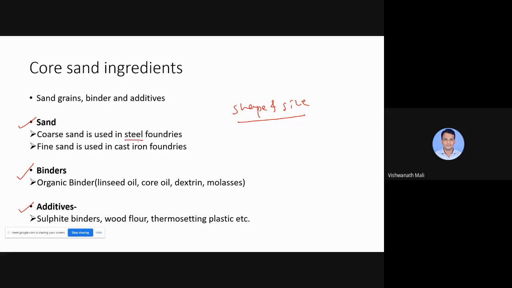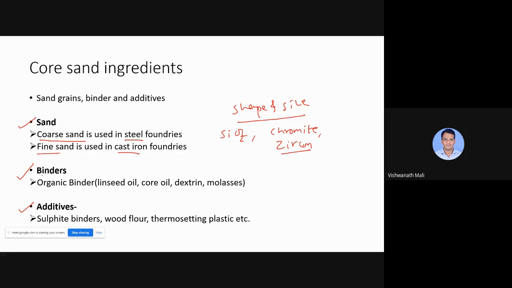When we are using steel as a material, generally we go for using core sand. And when we are using cast iron material, then we use fine sand. Which type of sand do we use? Generally we use SiO2, then chromite sand, that is chromium sand, and then zircon sand. These are the three main types of sand which we use to produce the core.